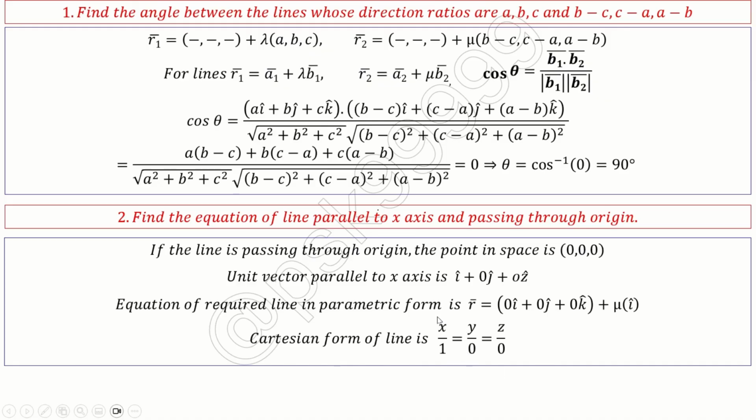This is a representation of the Cartesian form of a line. So it is x by 1 equal to y by 0 equal to z by 0. You have to write y by 0 equal to z by 0. This will tell us what the direction is. If I don't write this one, I don't know the y and z coordinates of the direction, so you should write it.